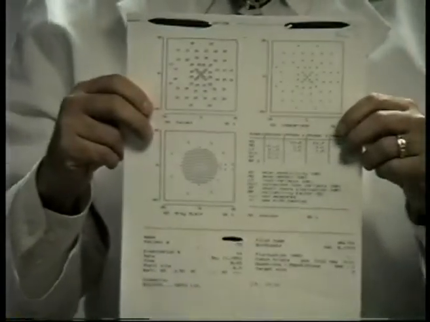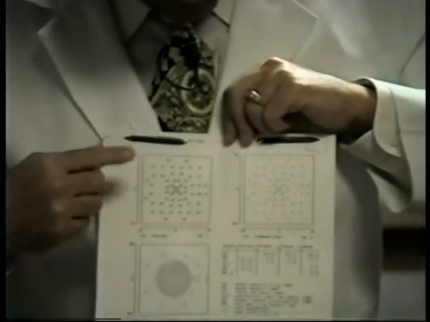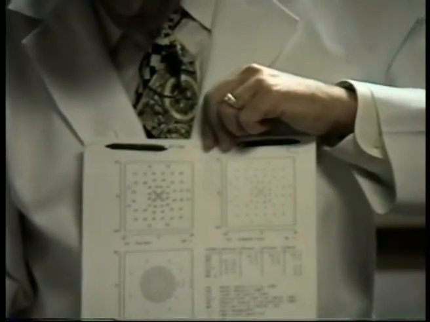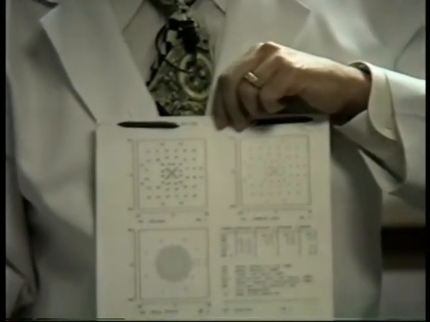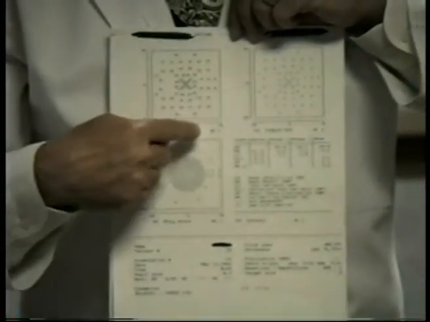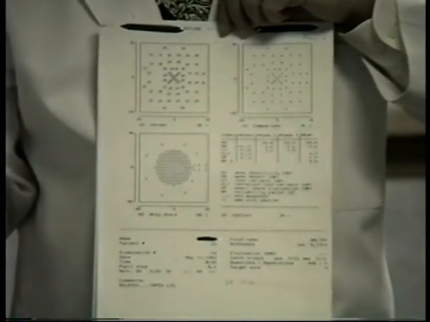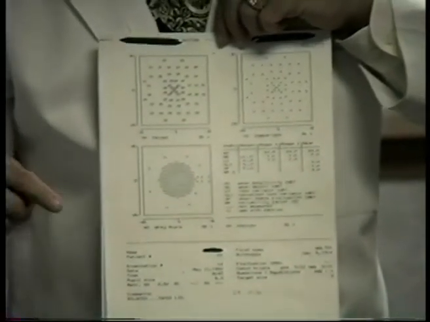And Bill, can you get a close-up of some of this? Okay. This is a printout from an Octopus computerized perimeter, which is one of the major brands of computers that does this. This is the raw data. Every computer printout, you've probably seen pages like this in your chart, and it looks like total Greek to you. But there's three parts to every one of these printouts that I want you to understand. It's not very complicated once you know what to look for.